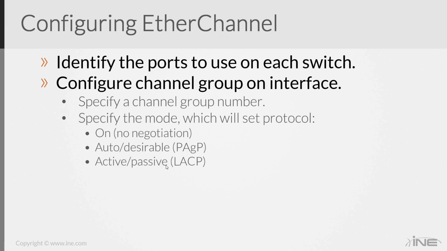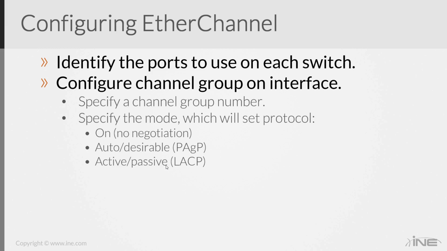We're going to do PAgP on another link. That's going to be auto and desirable. We're going to do one where it's on and one where it's on, and we're going to be doing either a desirable on both ends or an active on both ends, just to see the differences of setup.